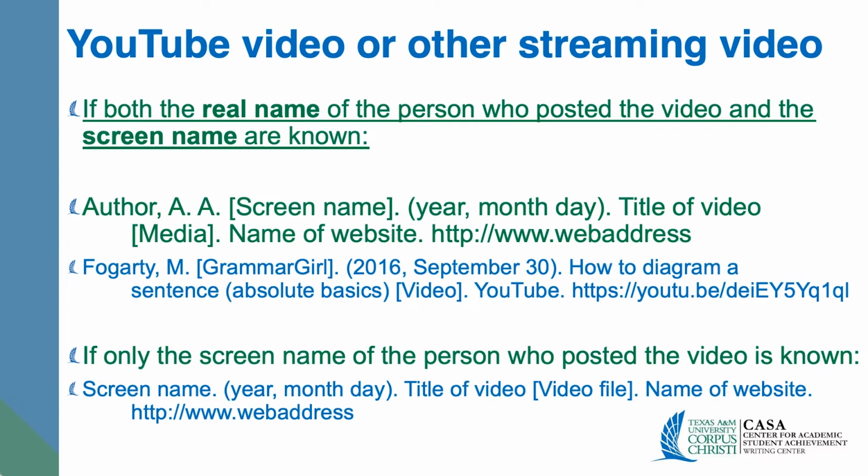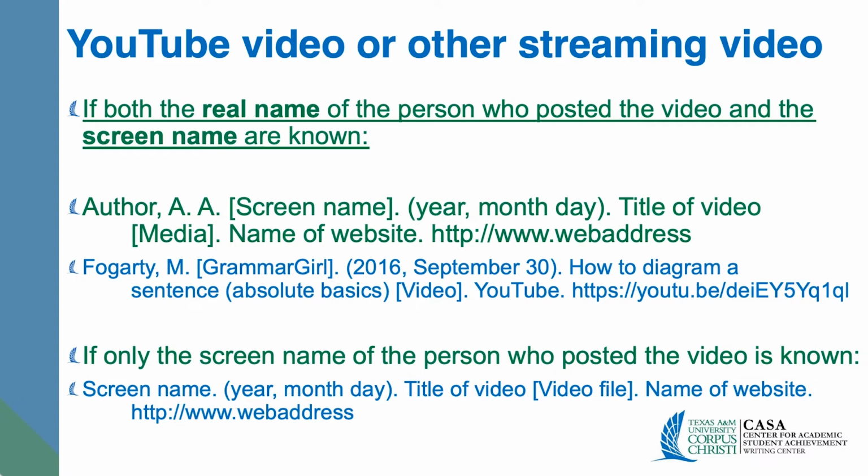If you are using a YouTube video or other streaming site like Vimeo or whatever it is, it's going to be very similar again because you need the author's name every time. But if the author's real name and their screen name is known, then you'll put the author's real name first and then their screen name in brackets. So you can see here, Fogarty M, screen name is Grammar Girl. You want the year, month, and day that you accessed this information.